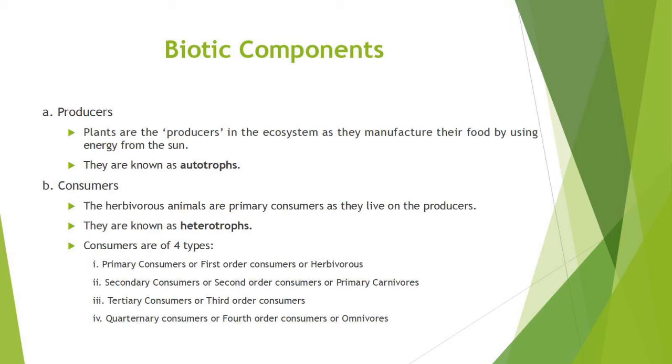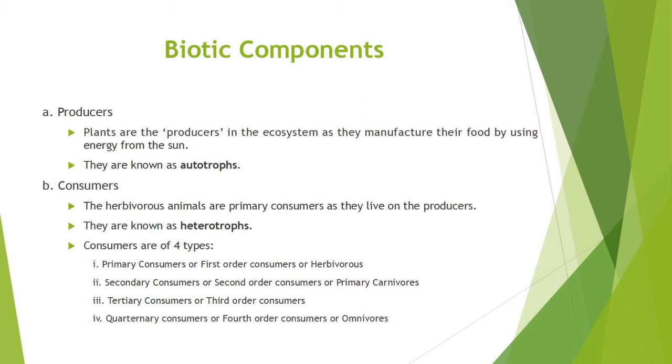primary consumers or first order consumers or herbivorous. These are the animals which feed on plants or the producers. They are called herbivorous. Example, rabbit, deer, goat, cattle, etc. Secondary consumers or second order consumers or primary carnivorous. They are the animals which feed on the herbivorous. Example, cat, fox, snake, etc.